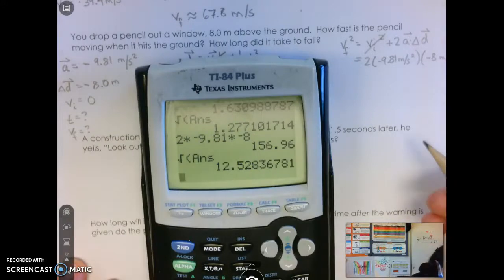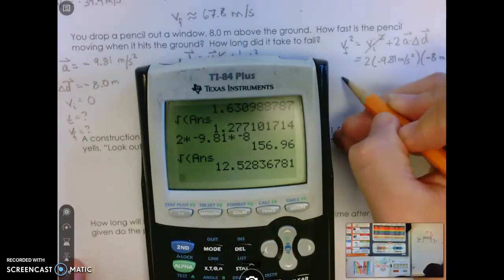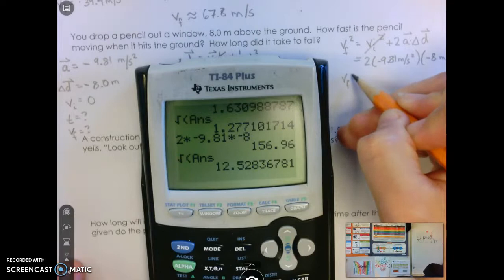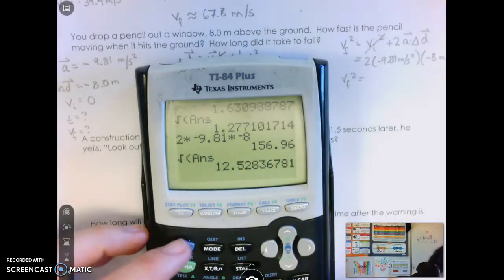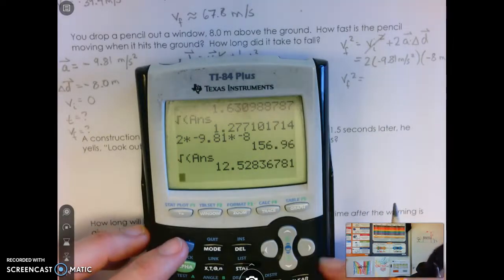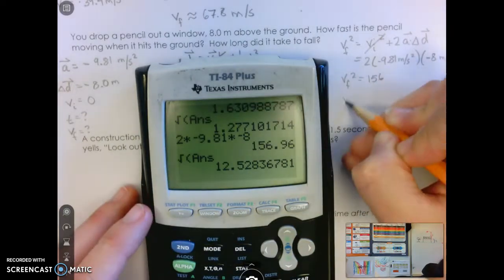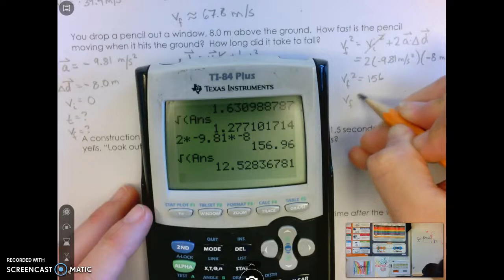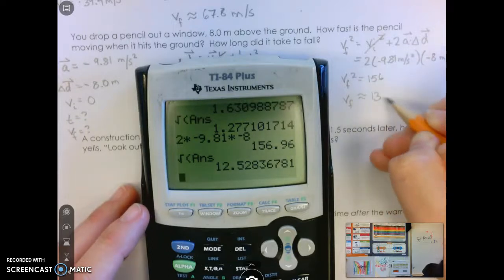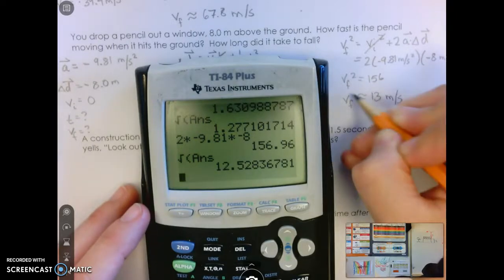Again, don't be careless. This is not VF. This is VF squared. And you will still need to take the square root of what you found there to get a final velocity of approximately 13-ish meters per second.